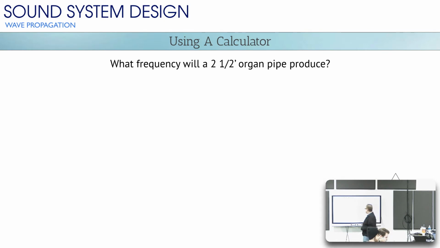So, picking up where we left off on this pipe resonance thing. This is another one for the calculator. What frequency will a 2.5 foot organ pipe produce?